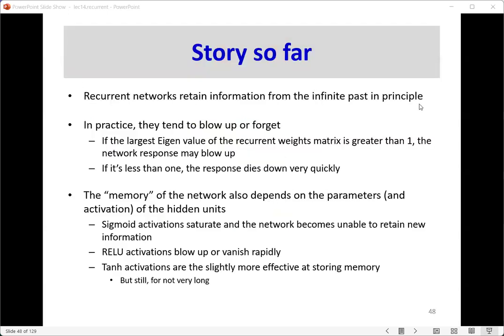So recurrent networks can retain information from the infinite past, in principle. In practice, they tend to blow up or forget, depending on the largest eigenvalue of the recurrent weight matrix. If it's greater than 1, the response may blow up. If it's less than 1, it may die. And what is remembered, the memory of the network, also depends on the parameters and activation of the hidden units. Sigmoid activations saturate, and the network becomes unable to retain new information. ReLU activations either blow up or vanish. Tanh activations are slightly more effective than sigmoids, but still not for very long.